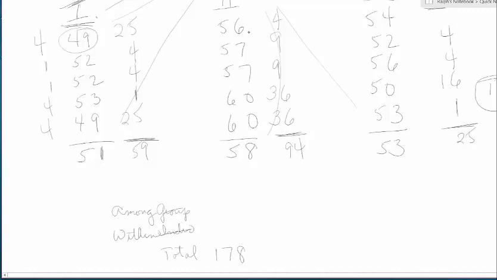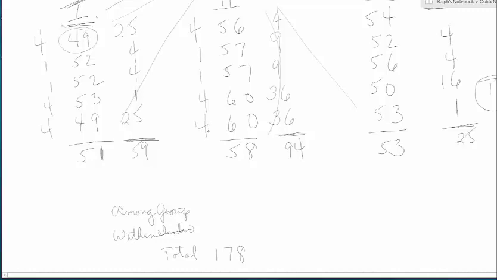The first person in group 2 is 2 units away from that group mean. Square the 2, you get 4. The next person is 1 unit away. Square it, you get 1. The next person is 1 unit away. Square it, you get 1. The next person is 2 units away. Square it, you get 4. The next person is 2 units away. Square it, you get 4.